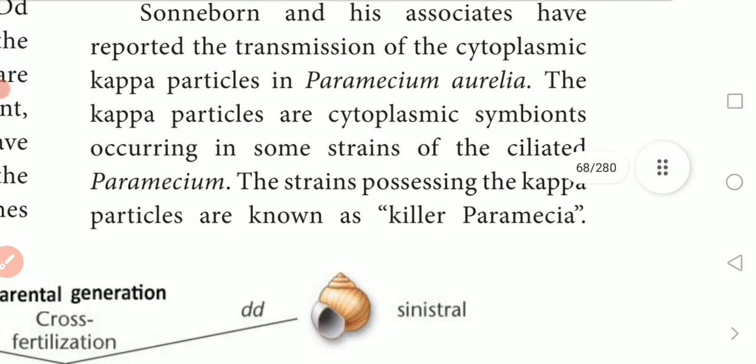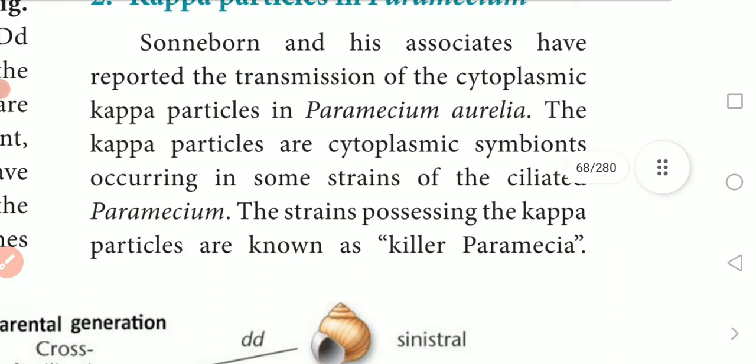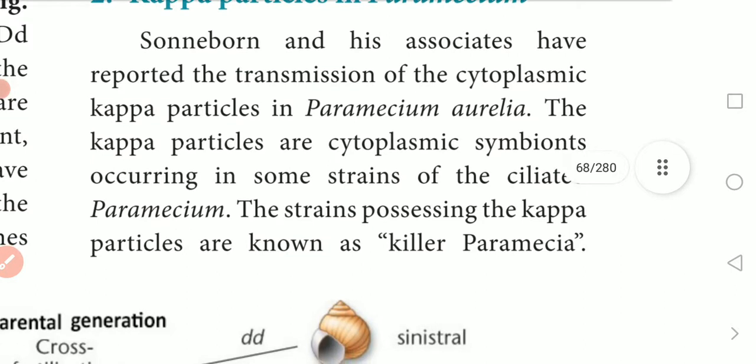Students, in the last video class we saw extra chromosomal or cytoplasmic inheritance. In that one, we completed how shell coiling occurs in Limnaea. How shell coiling occurs in Limnaea we have seen. So this diagram I explained in the last video class.